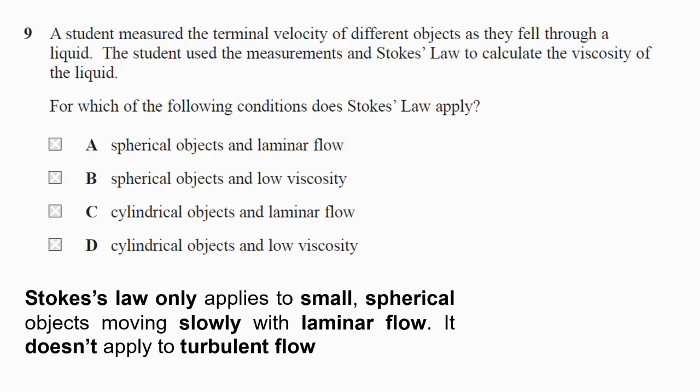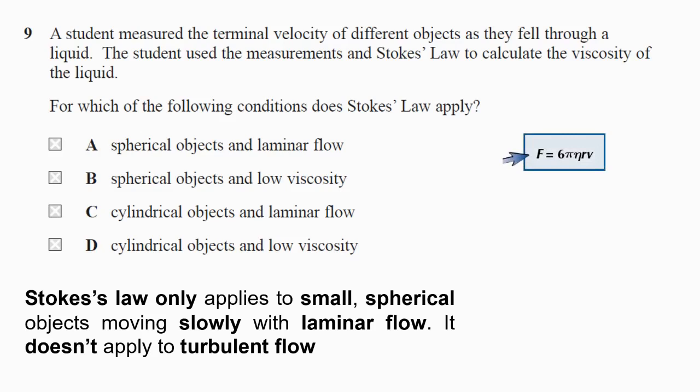That means we have to consider small bodies whose shape should be spherical, and they should move slowly. Its velocity should be very small, and the flow should be laminar. Laminar flow means there is no intermixing of fluid layers in the flow. And the Stokes law does not apply to turbulent flow.